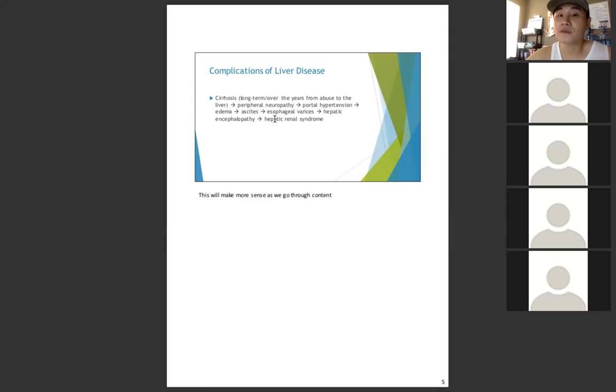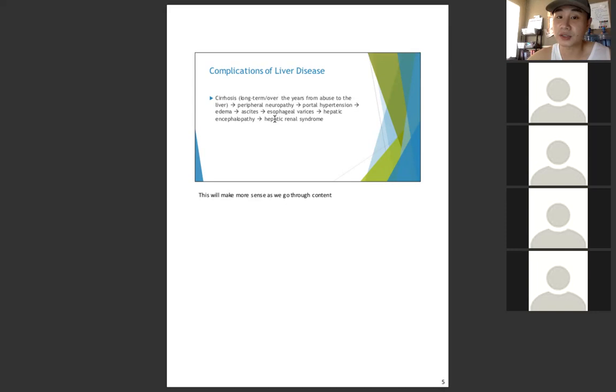Esophageal varices basically means that in our esophagus there are tiny little veins, and because of the high pressure from the portal vein caused by the cirrhosis, these tiny veins in our esophagus burst and cause bleeding on the inside of the esophagus of these cirrhosis patients.